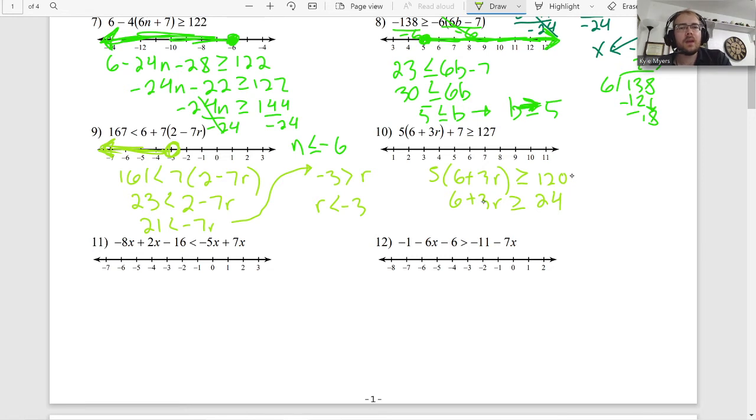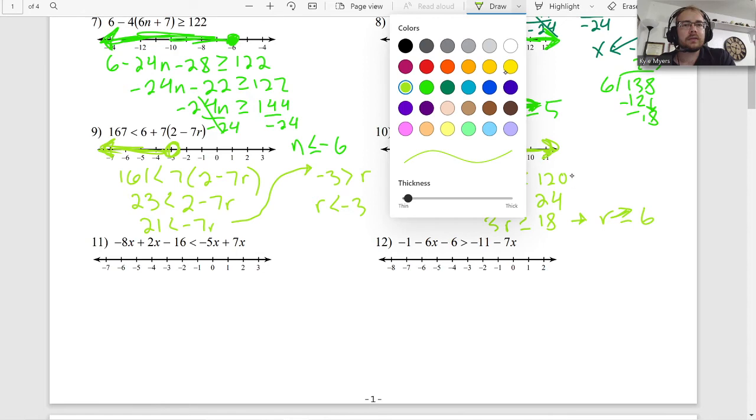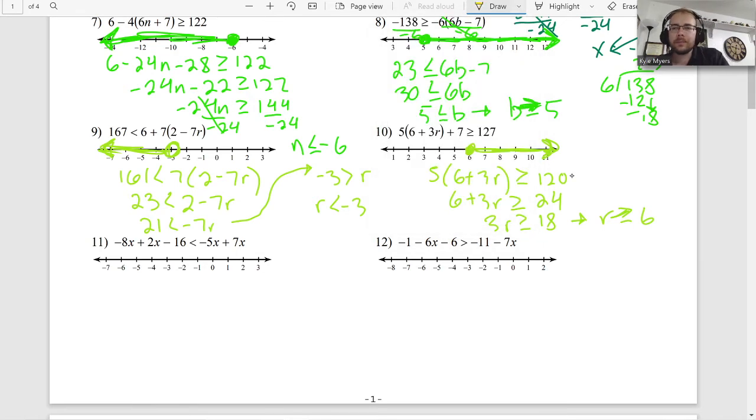There we go. Okay. Then we want to subtract 6 on both sides. So if I subtract 6, that's going to be 18. And then if I divide both sides by 3, then I get 6. So greater than or equal to 6. So it looks like that. Greater than goes to the right. All right, next color, yellow.